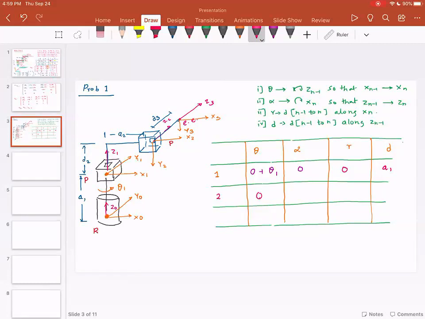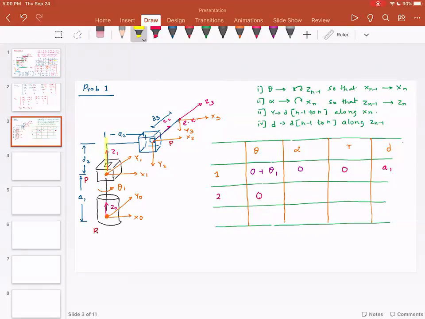Let's look at alpha. Alpha is the rotation about Xn. Xn in this case is X2. Rotation about X2 so that Z1 gets aligned with Z2. Z1 gets aligned with Z2. So I have to write this down. So check this out.